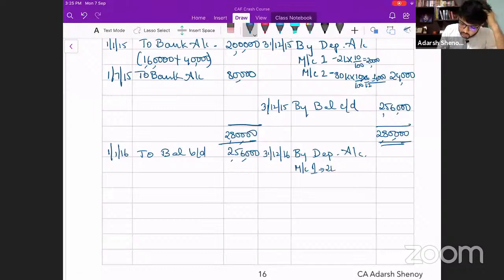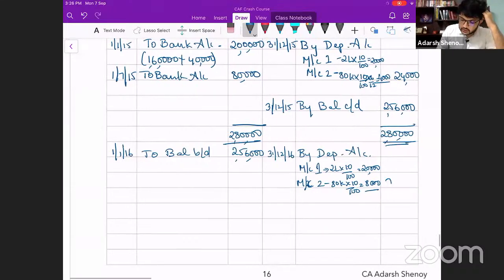But we will write over here 2 lakh into 10 by 100, that is 20,000. And on the machine 2, second machinery, 80,000 into 10 by 100, that is 8,000. So how much is the total depreciation? 28,000. Can you tell me the book value by balance carried down? 2,28,000. Wonderful.